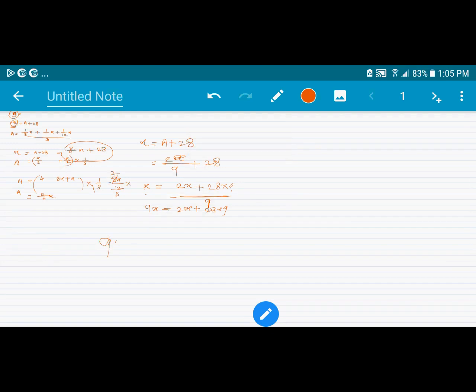Now this becomes 9x minus 2x is equal to 28 multiplied by 9. So 7x is equal to 28 multiplied by 9. So x is equal to 28 multiplied by 9 divided by 7. 7 1s are 7, 7 4s are 28. So x is equal to 36. Okay, 9 4s are 36.